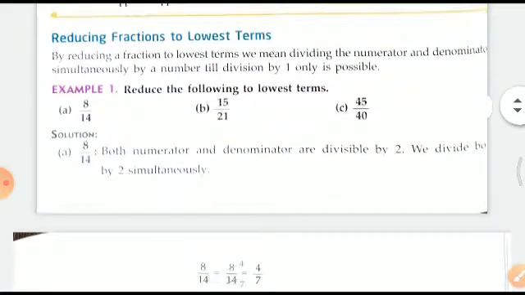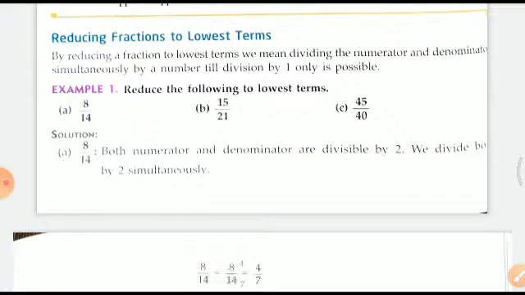Now, reducing fractions to the lowest term. By reducing a fraction to the lowest term, we mean dividing the numerator and denominator simultaneously by a number till division by 1 is only possible, right? The number should be common to both numerator and denominator. Remember this. It should be a factor of both, right?